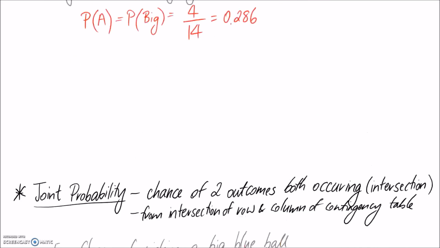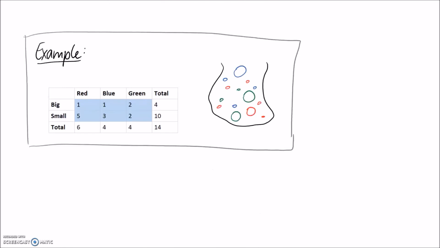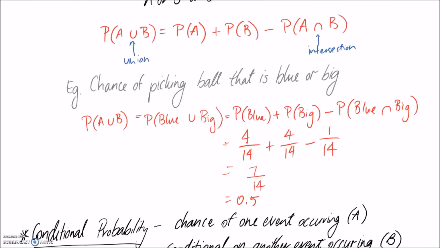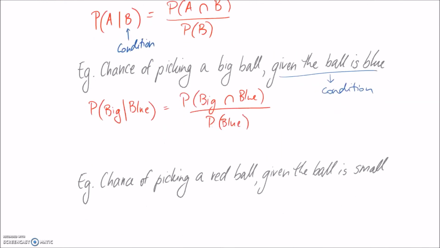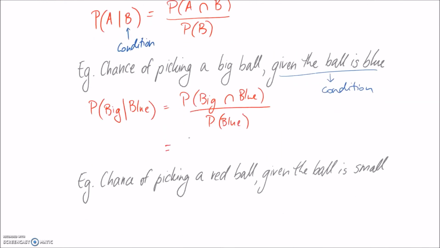Okay, so scrolling back up. The intersection of big and blue was the 1 divided by the total that we have to pick from, which is 14. And then on the bottom line, we just want the probability of it being blue. So that's the marginal probability, so that's going to be the 4 divided by 14. So if we go back and substitute that into our equation, what we've got is the 1 on 14 divided by the 4 on 14, sorry.